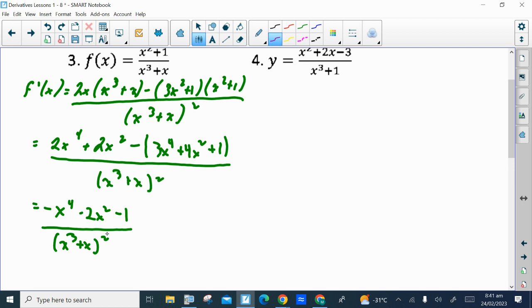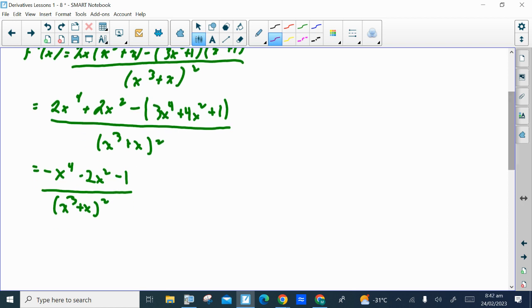And in some cases, you can do some simplifying further. And to see that, we would have to square out the denominator. So we'll get negative x to the fourth minus 2x squared minus 1 over. When you square a binomial, remember, you square the first term. You multiply the two terms together and double. When you multiply these two terms together, you'll get x to the fourth. Doubled is positive 2x to the fourth. And when you square the last term, you're going to get positive x squared.